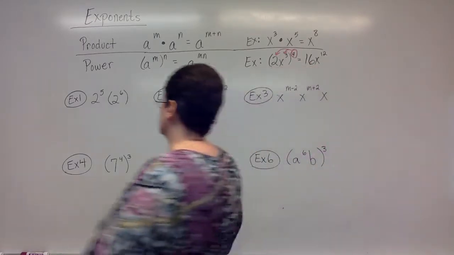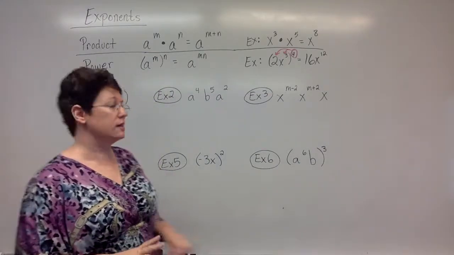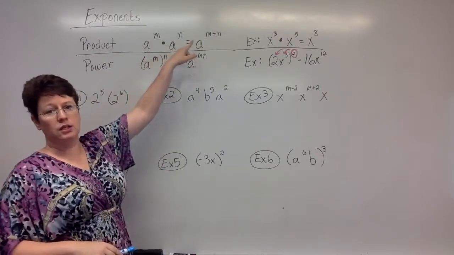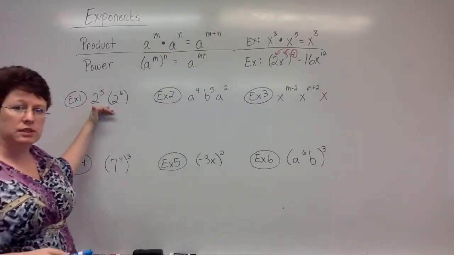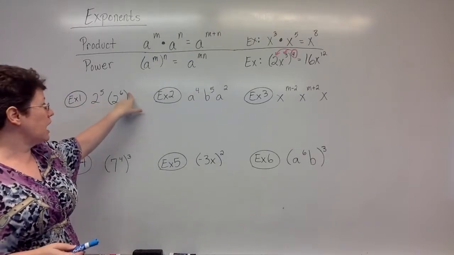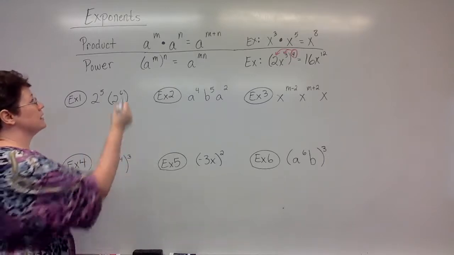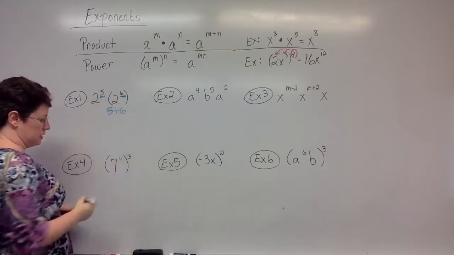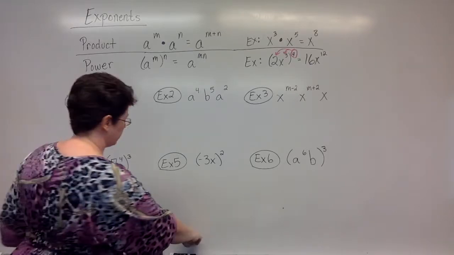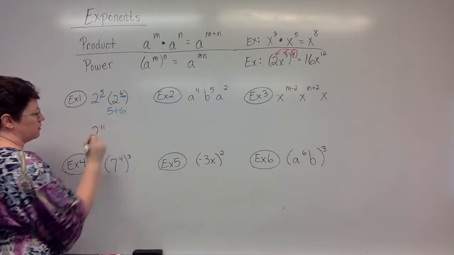Let's do some examples. So, example 1. Which case is this? Am I going to add my exponents or multiply them? When I look at it, I see parentheses. But is there an exponent outside the parentheses? No. So I'm just adding. Okay, so I'm just doing the 5 plus the 6. What would we get? That's right, 11. So we would do 2 to the 11th power.